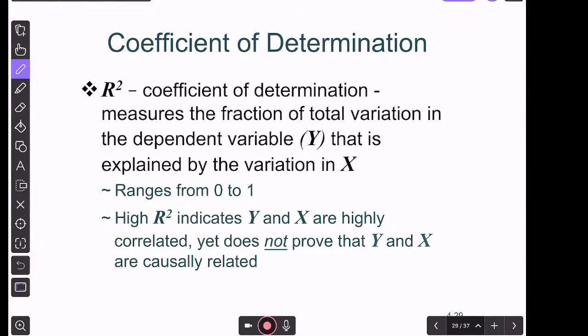So what's R square? R square is interpreted as the fraction of total variation in the dependent variable y that is explained by the variation in x. In simple regression, when you just have two variables, that's how we would interpret that.